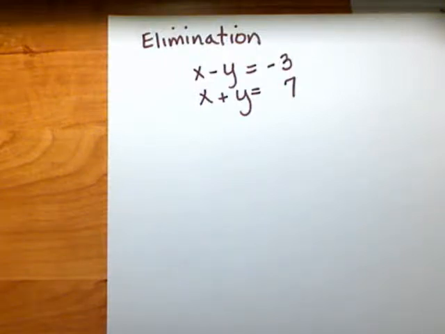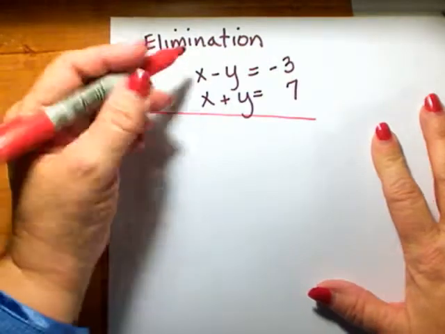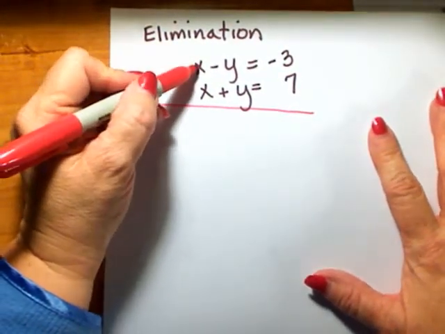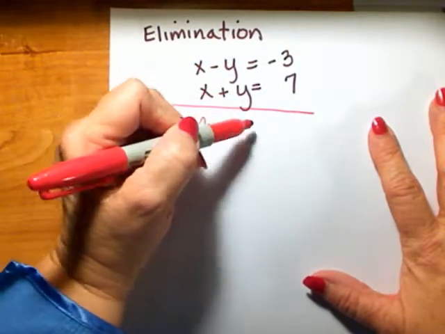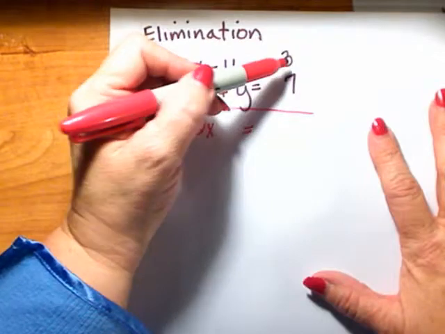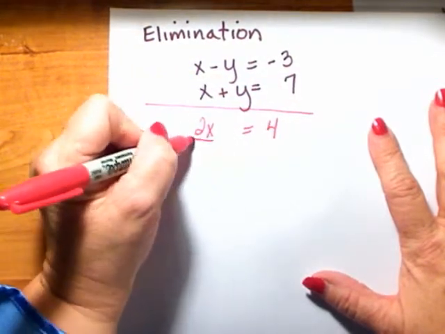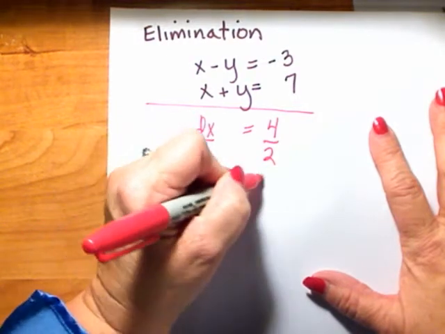Okay, elimination means exactly what it sounds like. We're going to eliminate something. So if I looked at this, let's see, what would happen if I added these equations together? I would get x plus x is 2x, and then minus y plus y goes away, or it's eliminated, and then I have 7 minus 3 is 4, and then I solve by dividing by 2, and x equals 2.